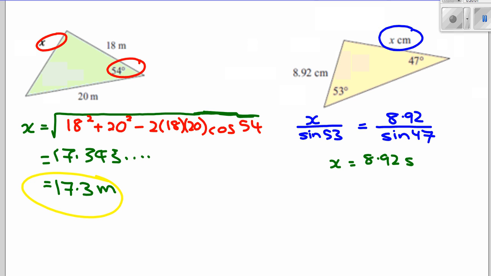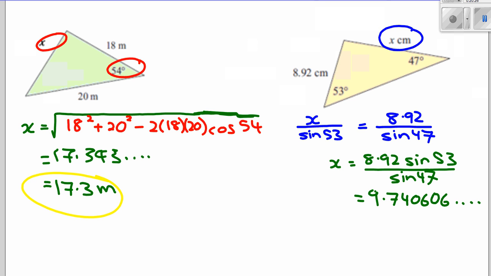So get rearranged. As Bella would point out, we just multiply both sides by sine 53. And then what's our unrounded answer? 9.7406. Good. What units is that? Centimeters. Yeah, centimeters.